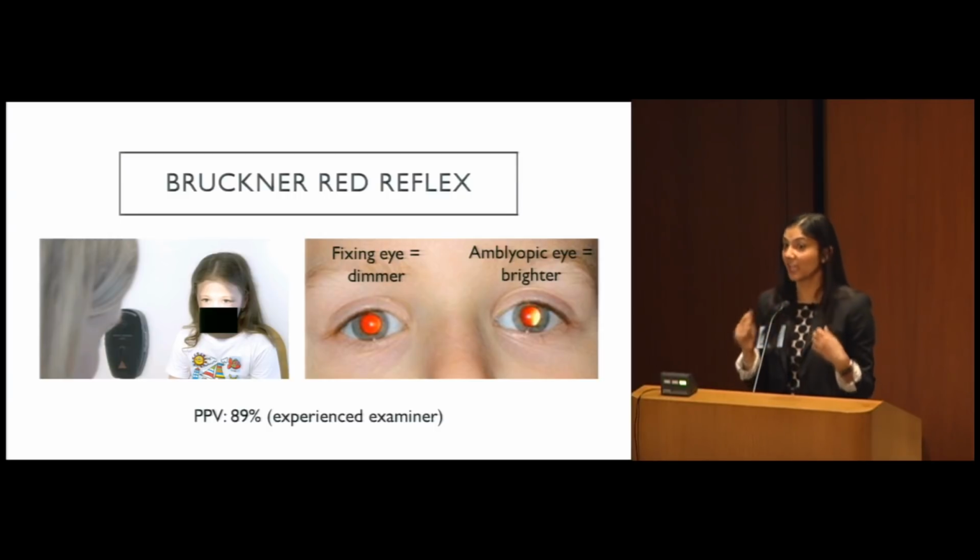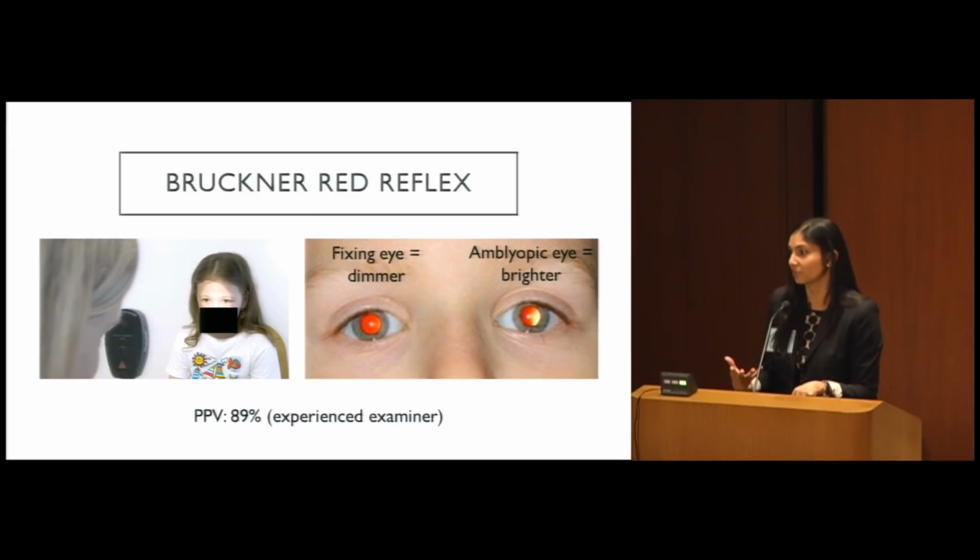And by shining this light in both of the patient's eyes, you're able to tell two things. Number one, is there a visual axis opacification? So is there a structural abnormality of the eye? You can tell that by seeing if there's an abnormal red reflex. And then secondly, you can compare the quality of the red reflex between the two eyes and determine if one eye is the fixating eye versus the amblyopic eye.